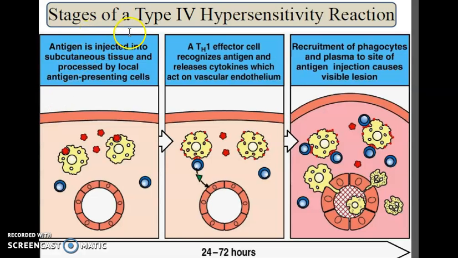Let's see the stages of a type 4 hypersensitivity reaction. The antigen is injected into subcutaneous tissue and processed by local antigen presenting cells. Then a Th1 effector cell recognizes the antigen and releases cytokines which act on vascular endothelium. Recruitment of phagocytes and plasma to the site of antigen injection causes visible lesions.